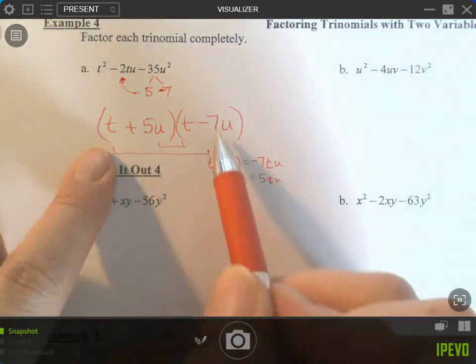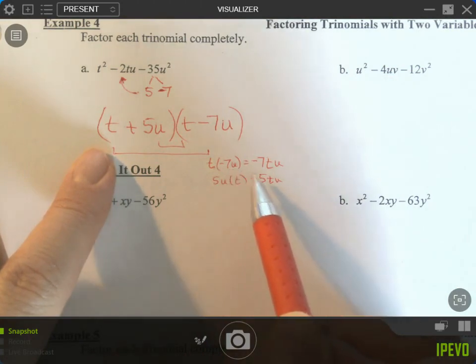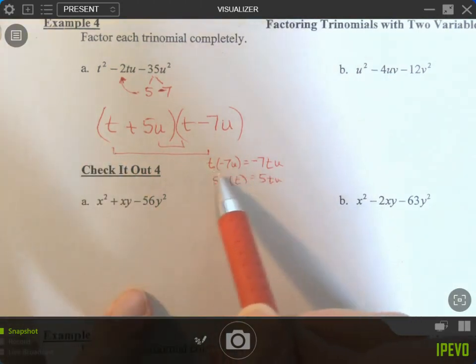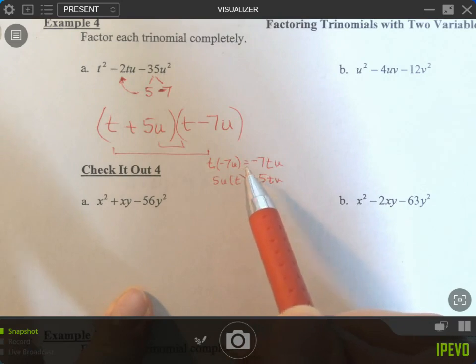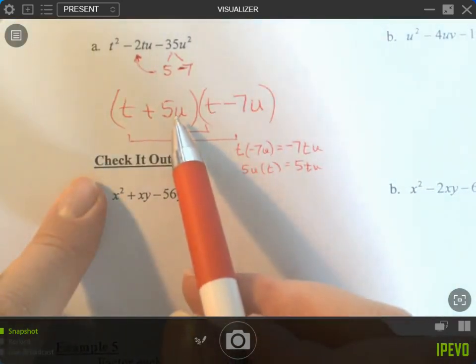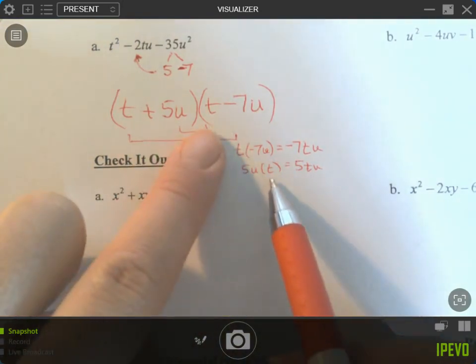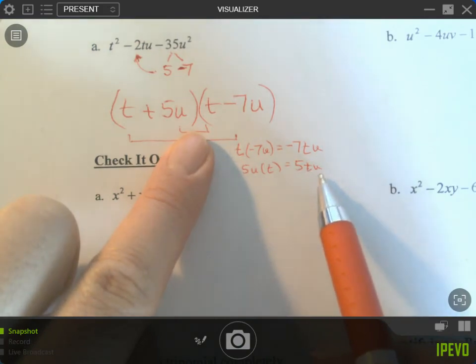When I take t times negative 7u, do you see t times negative 7u? I get negative 7tu. Does the order of my variables matter? Like x, y, y, x? Okay. Then when I go to do the inside, I take 5u times t. So here's my 5u times t. Can I rewrite it as 5tu?